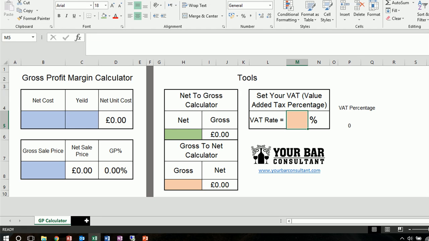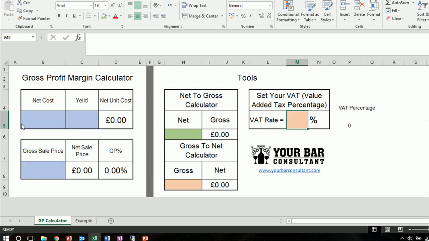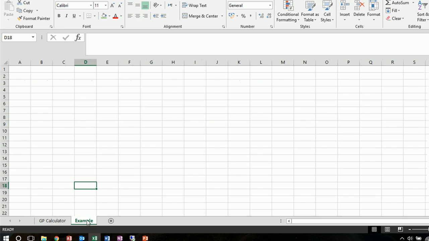So what we're going to do, I'm going to set up a blank sheet here, and then we can use this as our example. So we're going to use this spreadsheet to make this. So what we need to do first is set up these boxes. So we need net cost, yield, and then the net unit cost. So let's set up 3 cells.